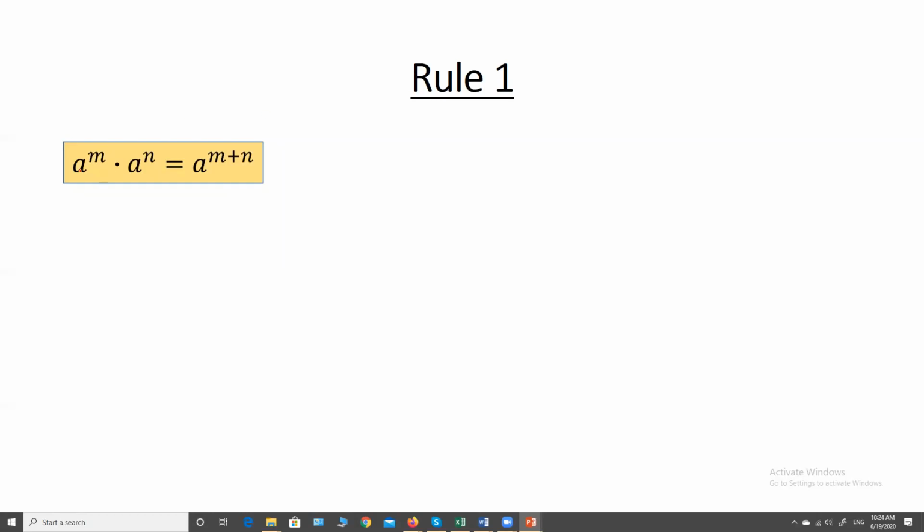What the rule basically means is when you multiply, right, this is multiplication. When you multiply two exponential expressions and they have the same base, right, the same number that's raised to a power, what you do is you keep the base and you add the exponents.